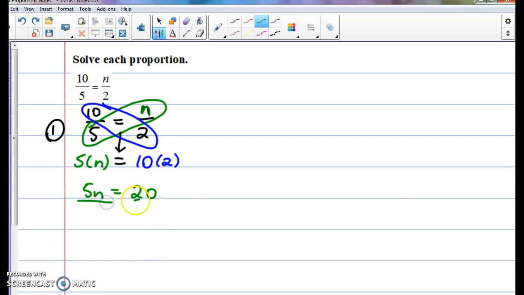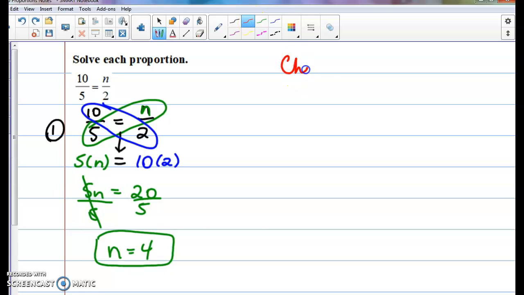To solve for n, we're going to divide both sides by 5. And n equals 4. There we go. And now to check it, you know me, we always check our first few that we do to make sure we got the right answers, we know what we're doing. We have our 10 over 5 equals n over 2. This time I know n is 4, so 10 over 5 equals 4 over 2.